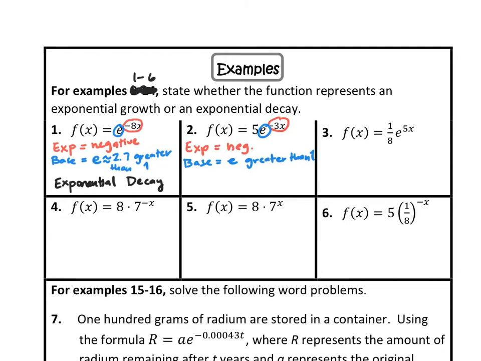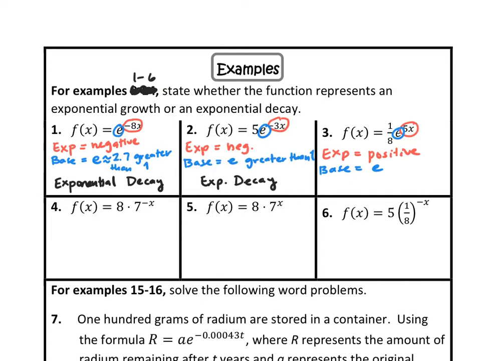So it's the same situation as example 1. So again, our conclusion is we have exponential decay. Example 3. We have an exponent that's not negative this time, it's positive, right? The base is e again. e is greater than 1.